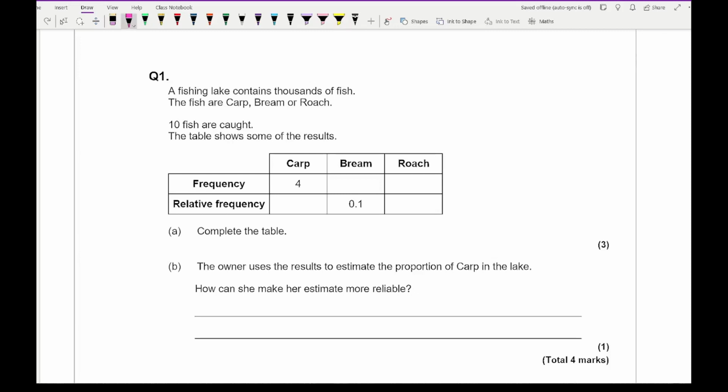So for this, what we need to do first is work out what the relative frequencies are going to be. So looking at this box here, to work with that one first, all I need to do is do the frequency divided by the total, which is going to be 4 divided by 10, which is 0.4. Then with the frequency of the bream, all I need to do is multiply the total, which is 10, by the relative frequency, which is 0.1, and that gives me an answer of 1.